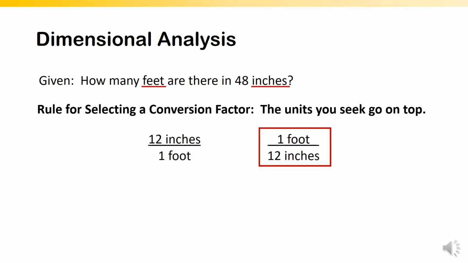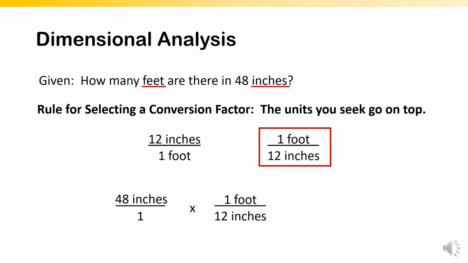Let's set up the equation and solve for the answer in feet. So we're going to start with our given, which is 48 inches, and we're going to make it a fraction. We'll put it over 1. And now we need to plug in our conversion factor, which is 1 foot over 12 inches. Now at this point, let's pause and see if there's anything that we can cancel. Are there any units that are going to cancel here?